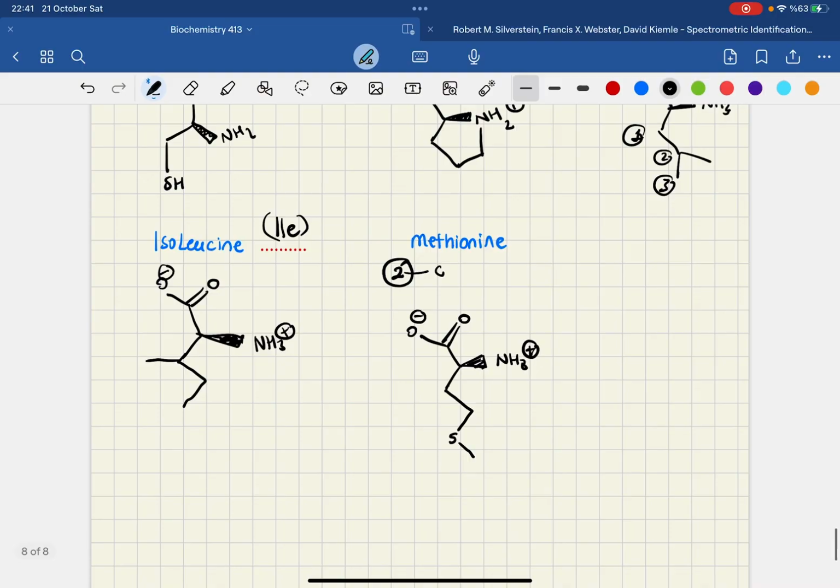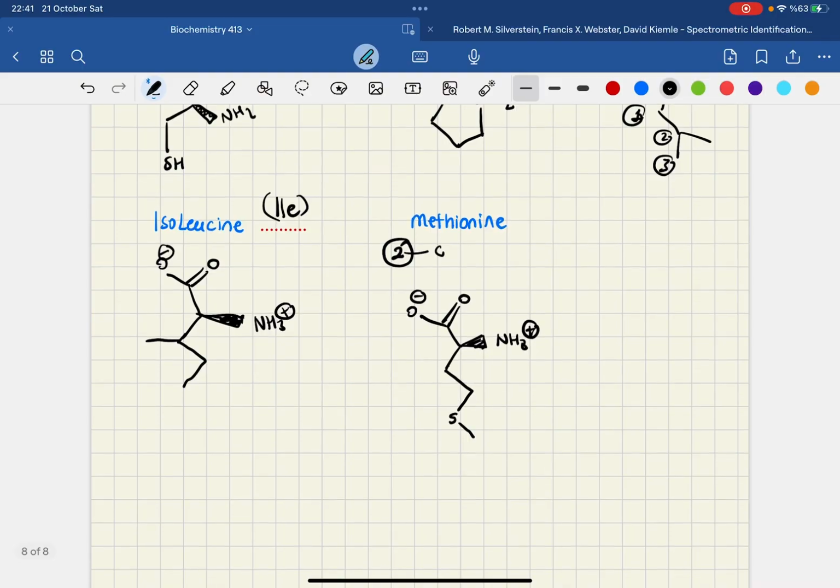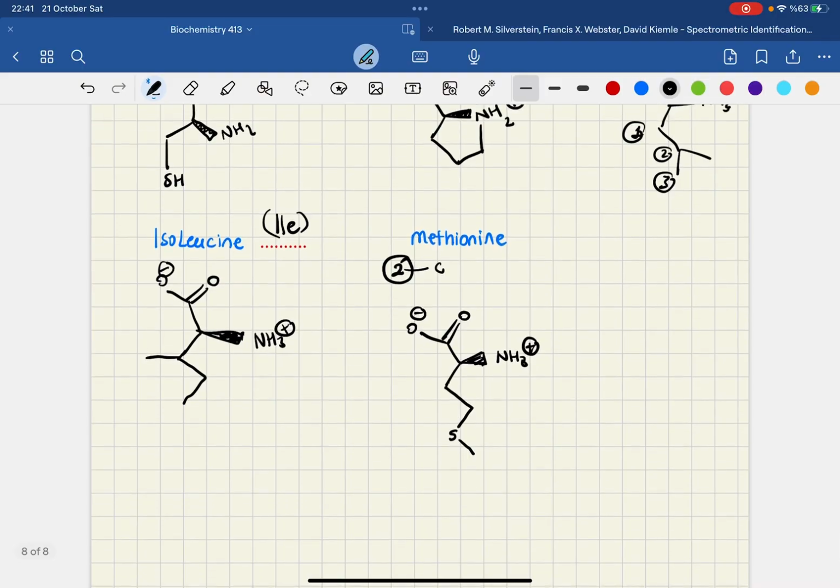And now that we have also methionine, we will have tryptophan. Tryptophan is a bit tricky to draw, but we will manage. Now tryptophan.